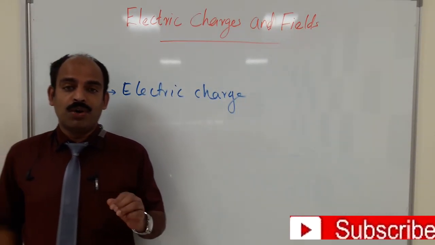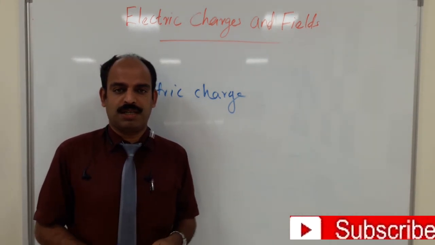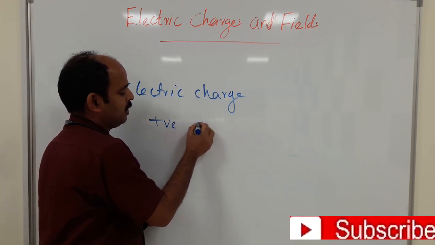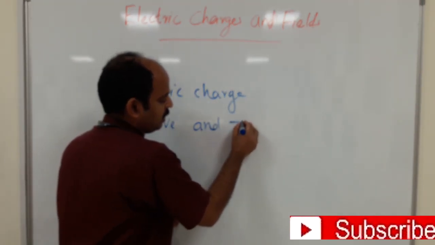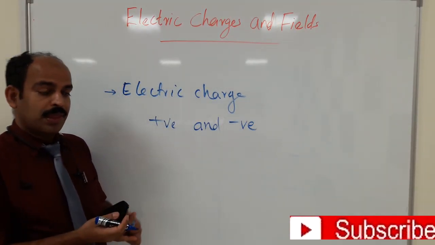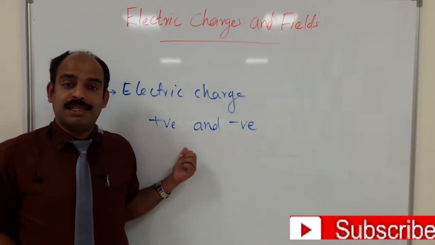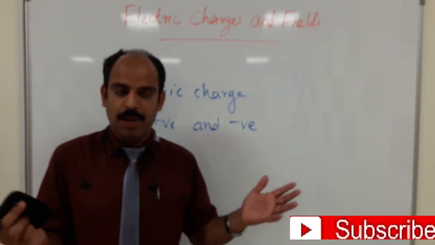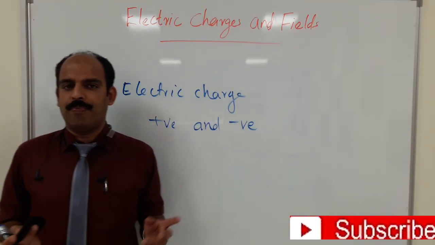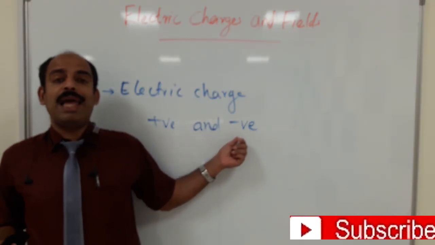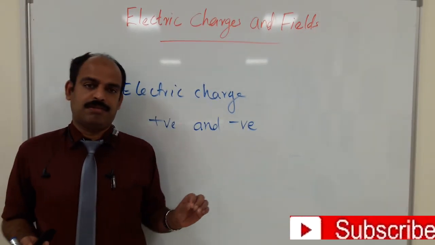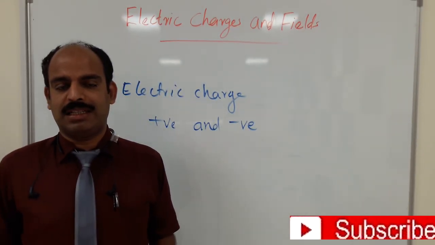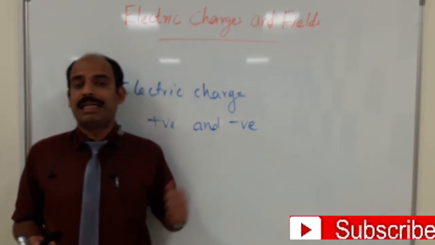We know that there are two types of charges, positive and negative. Like charges repel each other: positive and positive repel, negative and negative repel. And unlike charges attract each other, that is, positive and negative attract each other. That you have studied in grade 10.